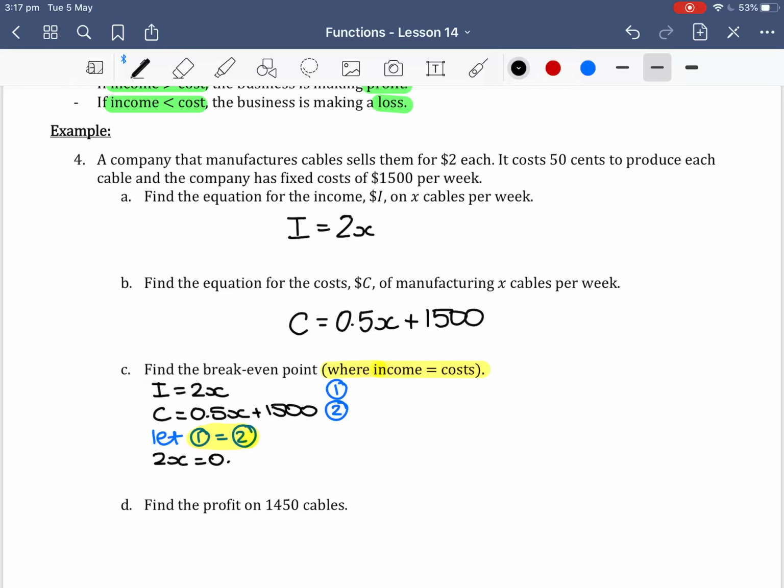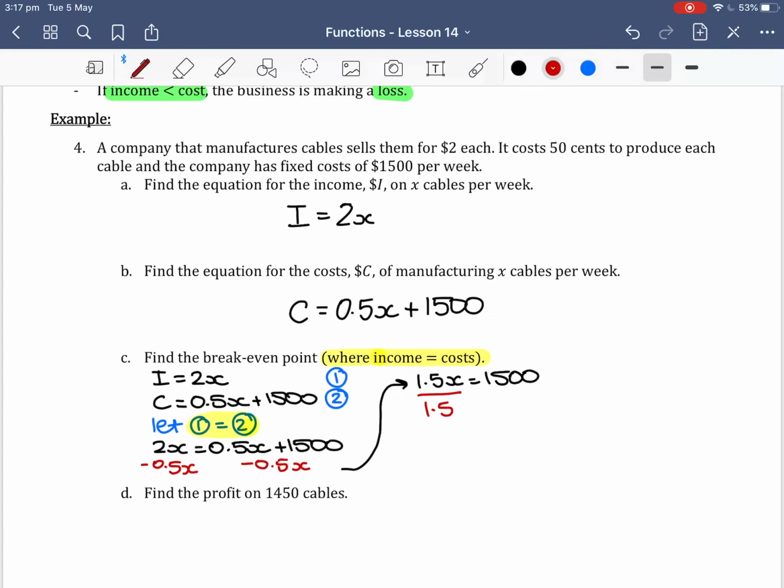When we do that, we get 2x equals 0.5x plus 1,500. We are then going to minus 0.5x from both sides of our equation. So when we do that, we get 1.5x equals 1,500. Divide both sides by 1.5. And when we do this, we get x equals 1,000.